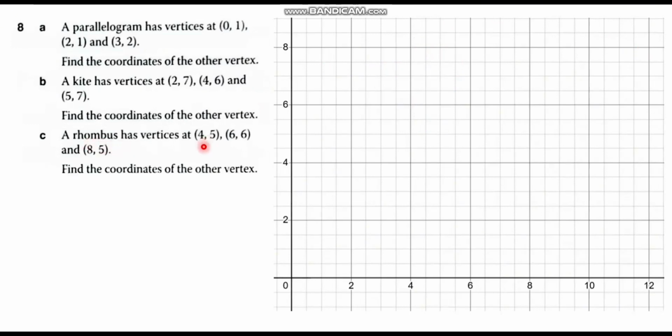Now in the rhombus, which has some vertices like (4, 5), (6, 6), and (8, 5). So this is the third vertex that is shown by point C, (8, 5). So in a rhombus, opposite sides are parallel. So let me keep AB parallel to itself and shift it towards point C. So this will be the third vertex. And if I join the points, I will get the last point D at (6, 4), where x is 6 and y is 4.